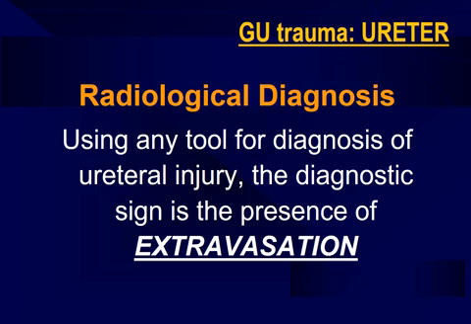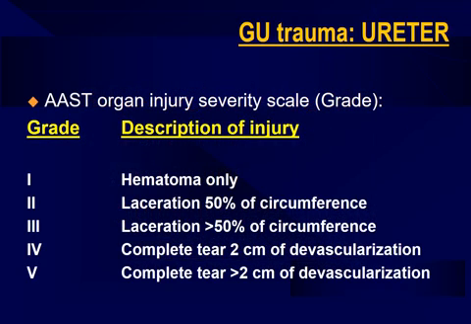Using any radiographic study for diagnosis of urethral injury, the diagnostic sign is the presence of extravasation. Again, urethral trauma can be classified into 5 grades, as we see in this slide. Grade 1 is the simplest and the least severe type of trauma, and it forms a hematoma around the urethra.